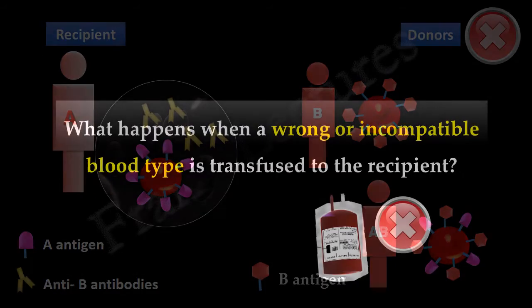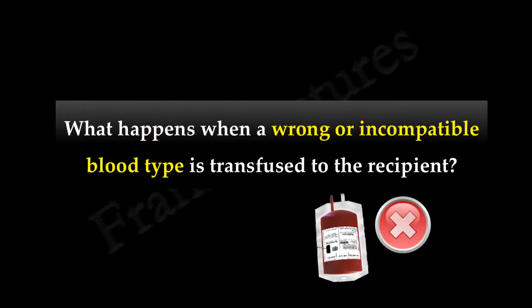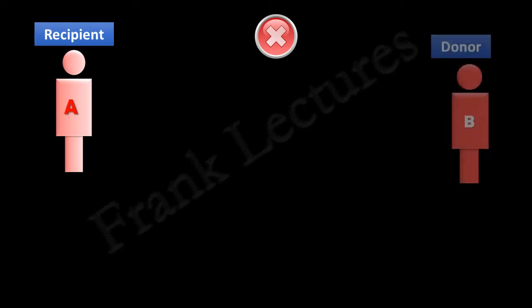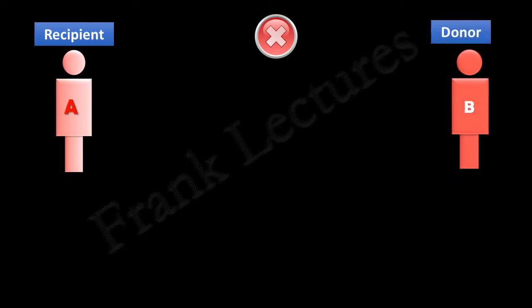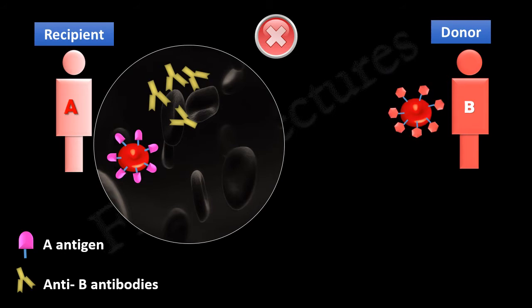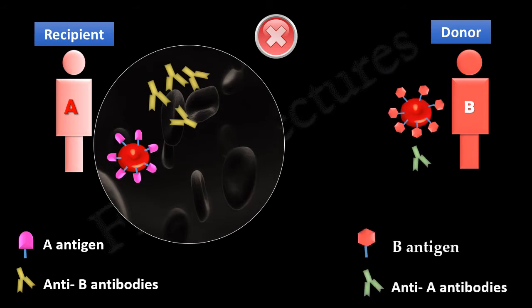Let's see what happens when a wrong or incompatible blood is transfused into a recipient. Suppose a recipient with blood group A is transfused with blood from a donor having blood group B. Here, we know that the recipient's RBCs have A antigens and anti-B antibodies are found in their plasma. The donor's RBCs have B antigens and anti-A antibodies.